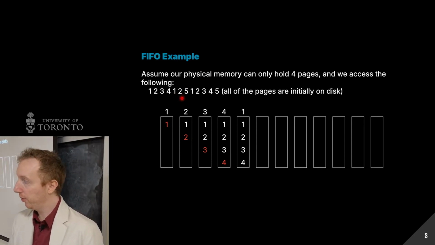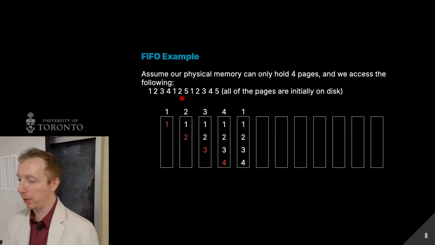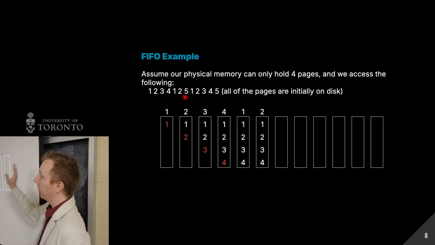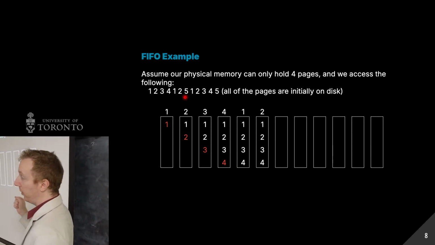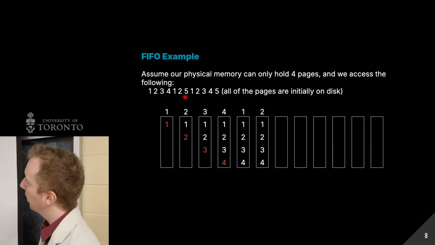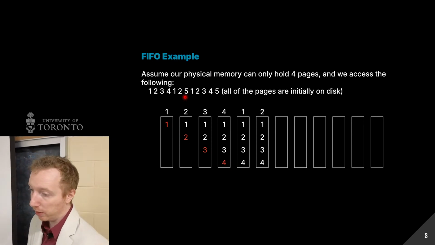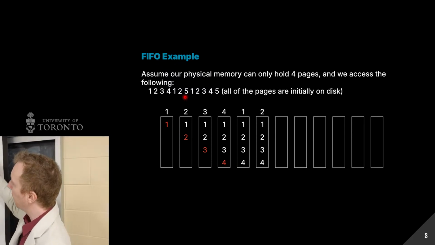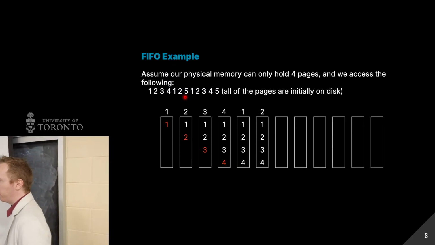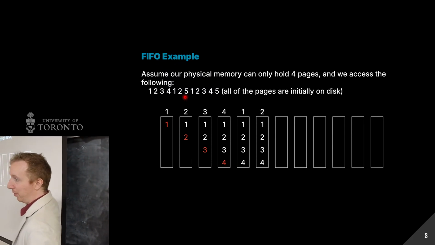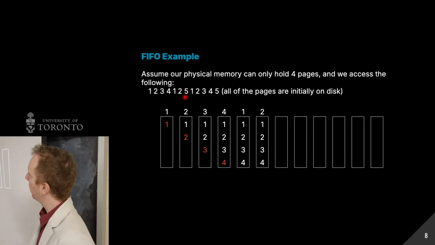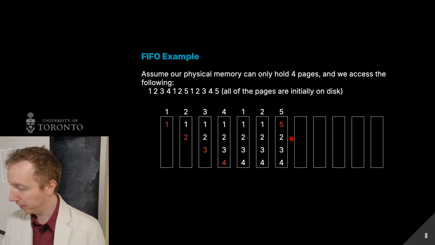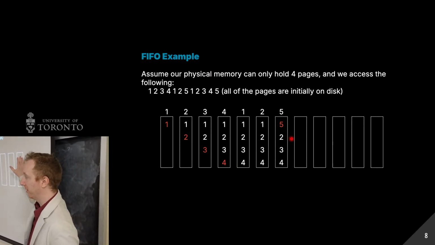Same with page 2. It's good. It's already in memory. We don't have to do anything. Now, oh no, we access page 5. We have to replace something. If we are doing first in, first out, what is the first page we loaded into memory given everything we have here between 1, 2, 3, and 4? 1, right? So we loaded 1 first. So we kick out page 1 for page 5. So it would look like this, right?